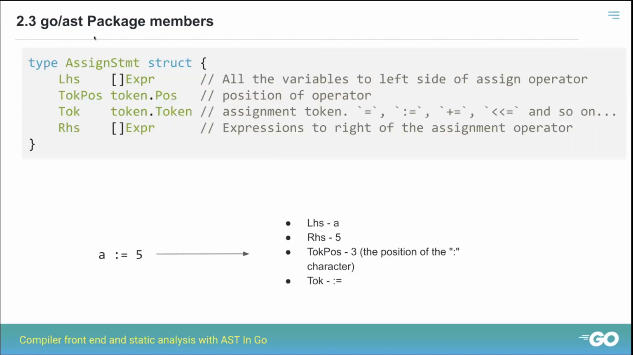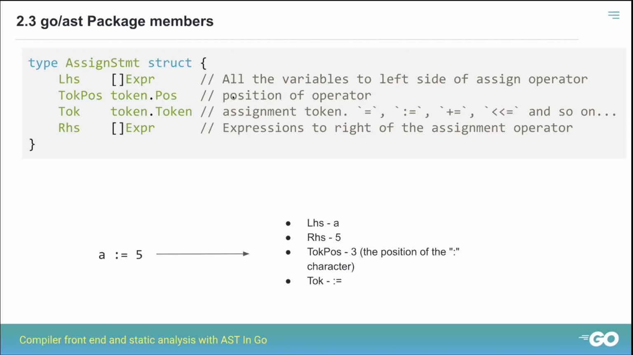We'll take a look at just another type. Let's say we have the assign statement. We have the left-hand side and the right-hand side. As you can see, the type is a list of expressions, because if you have a function that returns multiple values, you can have multiple elements to the left. And if you do, for example, a swap of variables, you might have multiple expressions to the right. You also have the token position as earlier. In this case, it's 3 because 1, 2, and 3. And finally, you have the type of the assignment. So you can have any of those.